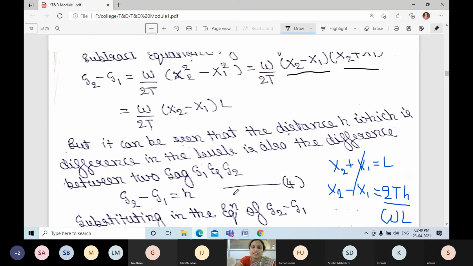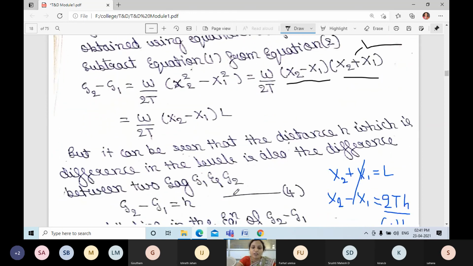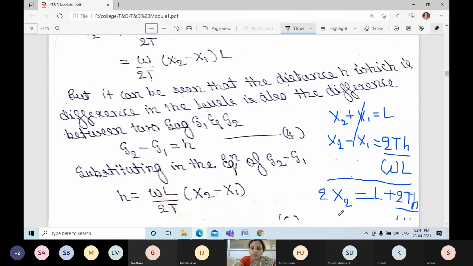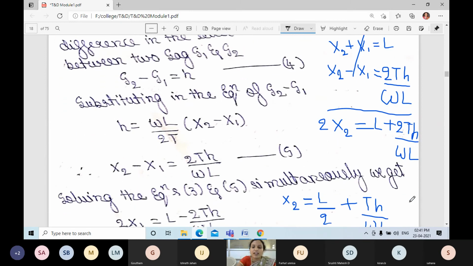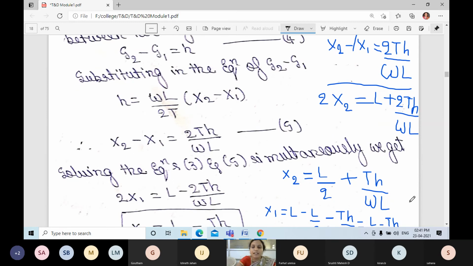That is from equations 3 and 5. Equation 3 is x2 plus x1 is equal to L, and equation 5 is x2 minus x1 is equal to 2TH divided by omega L. If we solve these equations, x1 gets cancelled. So 2x2 is equal to L plus 2TH divided by omega L. So you will get x2 is equal to L by 2 plus TH divided by omega L.